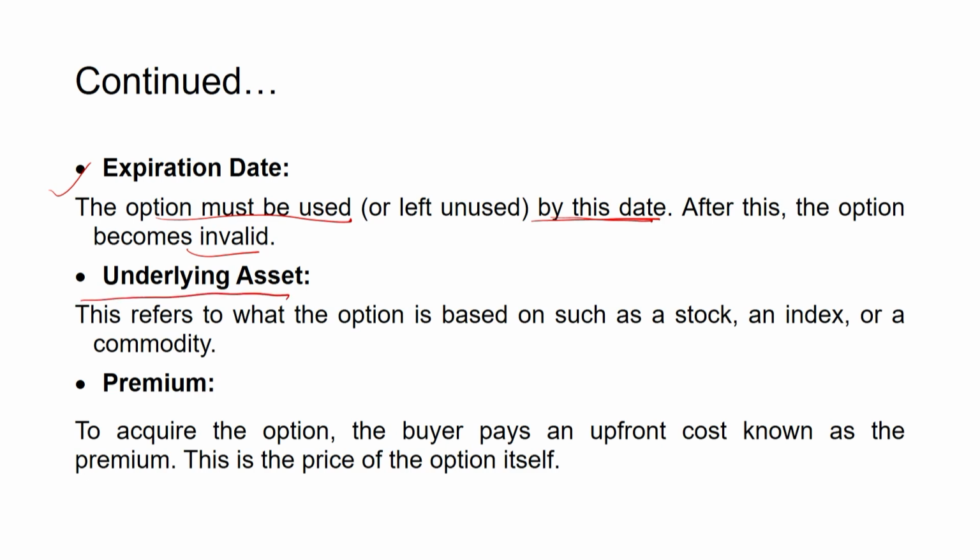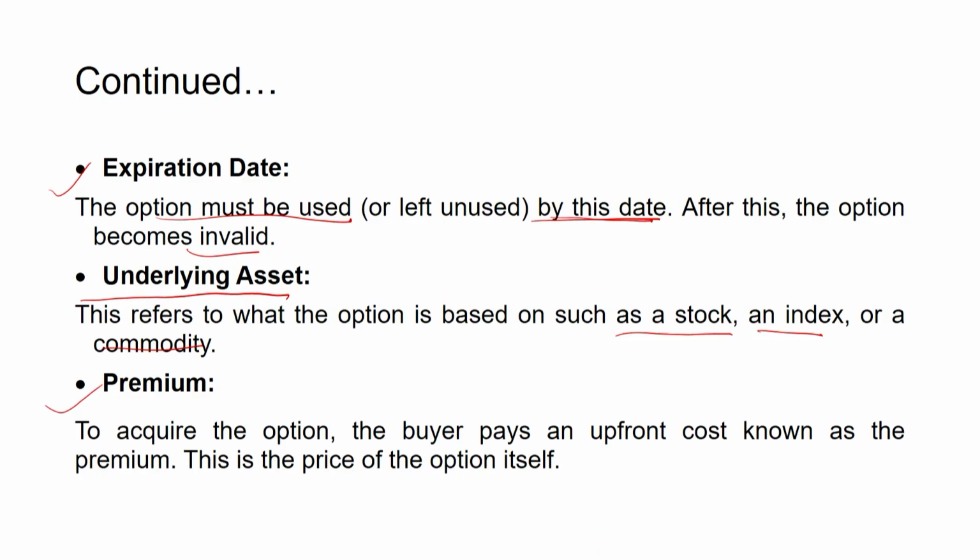Then comes the underlying asset. This refers to the various types of assets that will be purchased under the contract. This may be a stock, an index, a commodity or a currency, depending on the need of the two parties who are involved in the contract. And then comes the premium. To acquire the right under the option contract, you need to pay a price which is known as the option premium. The buyer pays an upfront cost, the option premium, which is the price of the option itself in the case of the options derivative.